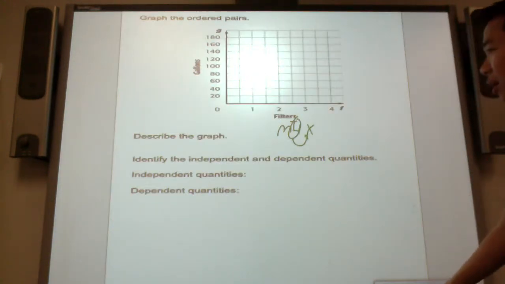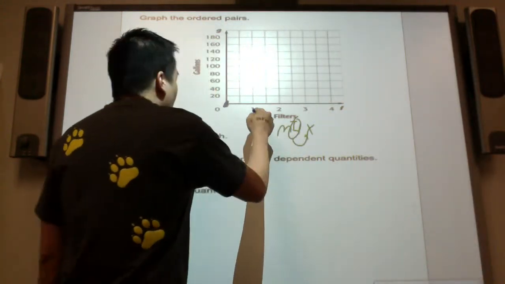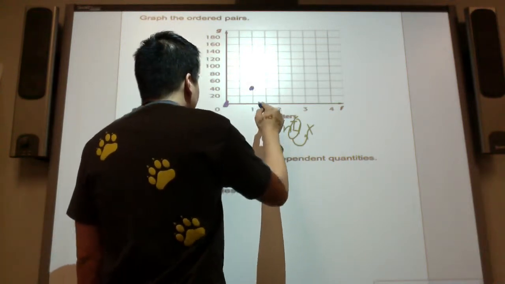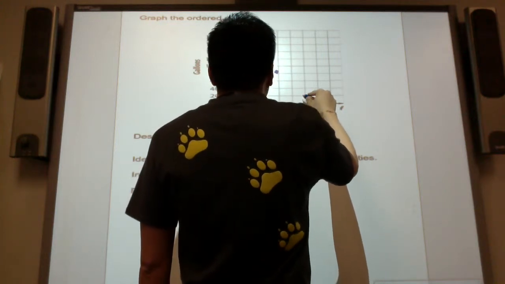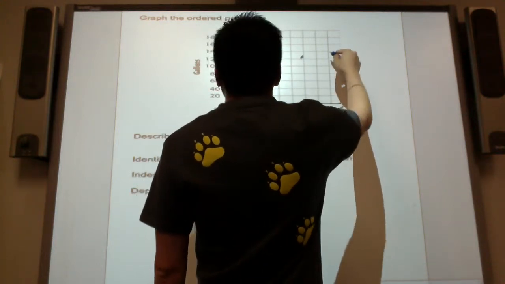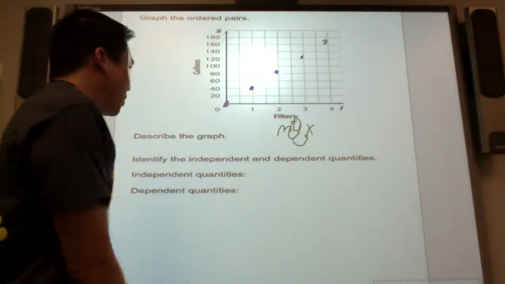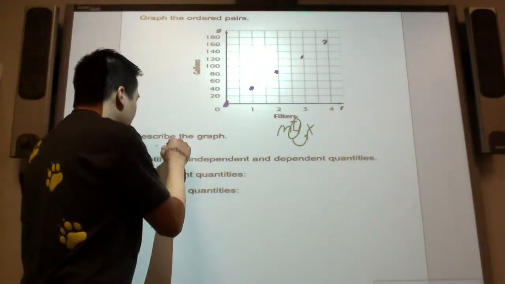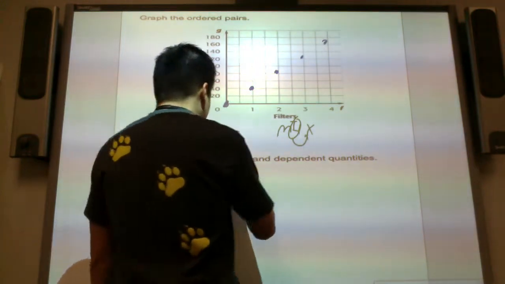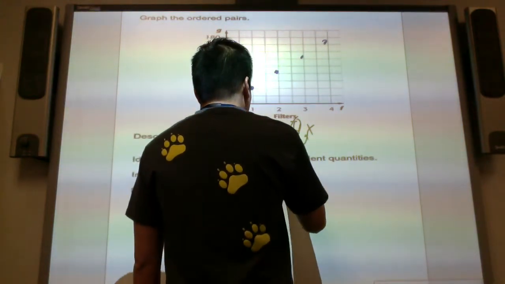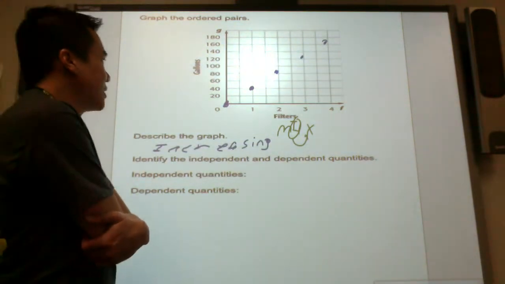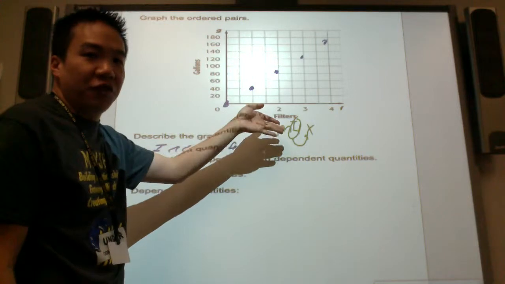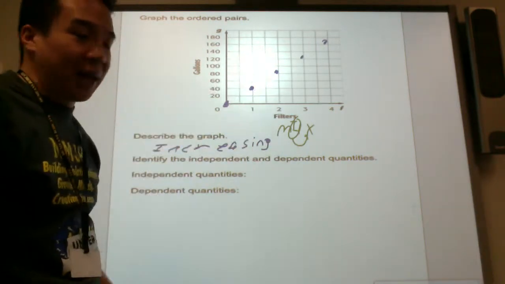So now graph the ordered pairs. So 0 is 0. 1 water filter will use 40 gallons. 2 will use 80. 3 will use 120. 4 will use 160. Describe the graph. The graph is increasing. A couple ways you can say this. You can say it is increasing. Another way you can say it is there's 40 gallons per filter. So every filter there's 40 gallons. That's another way to say it.